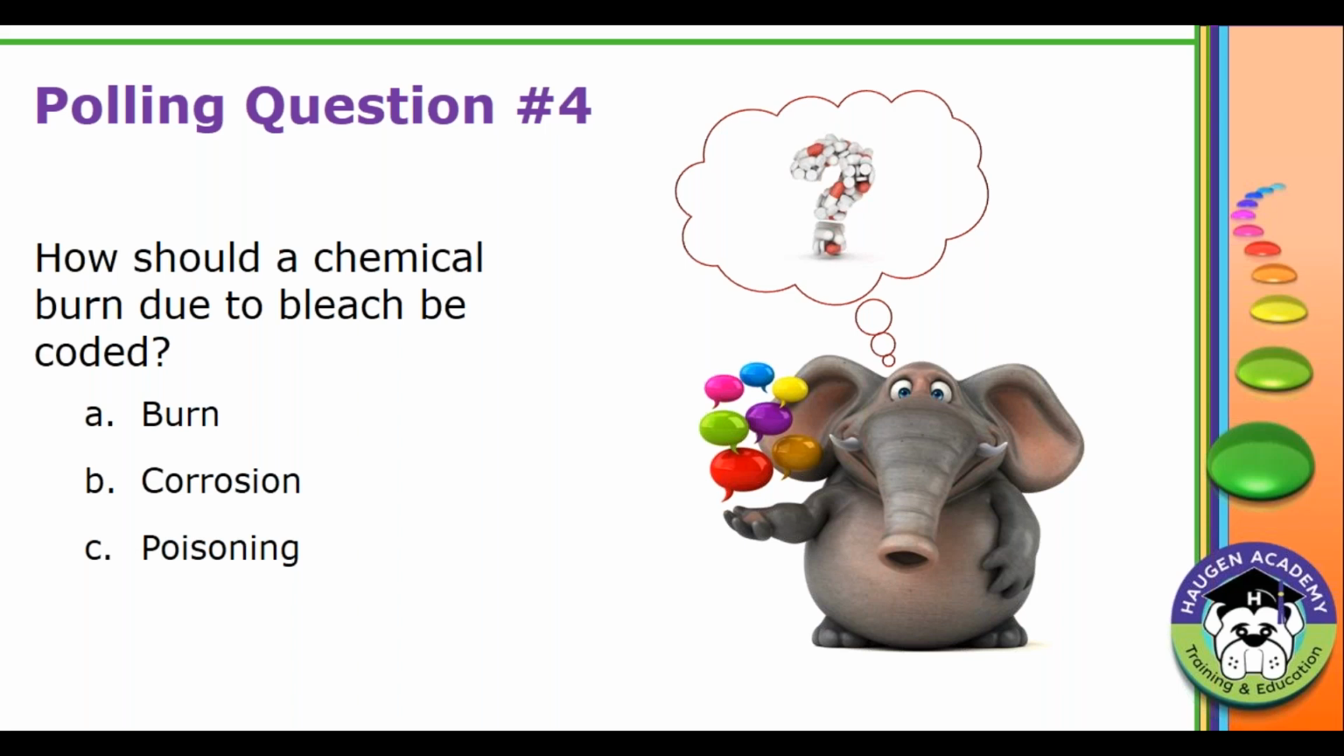And the last polling question is asking how should a chemical burn due to bleach be coded? So is it a burn, a corrosion, or a poisoning? And the answer to that one, again, is going to be the corrosion. I think I've said that word about 60 times now in the last 6 slides.